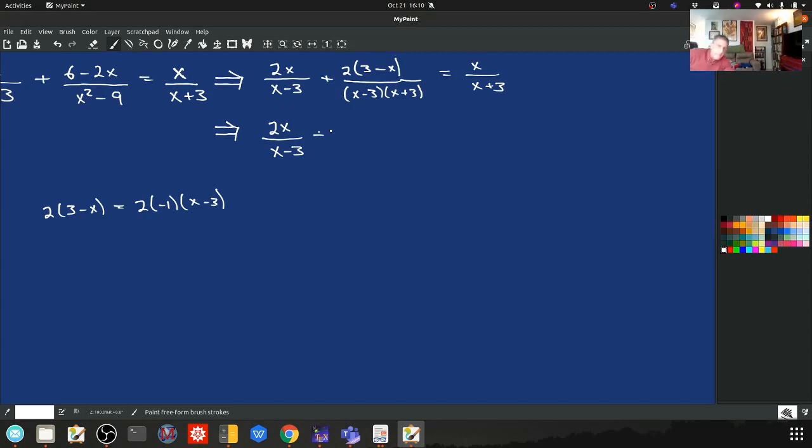So that's what we're going to do, we're going to replace my 2 times 3 minus x, let me erase that there, with a minus, 2 times 1 is minus 2, with a minus 2 times x minus 3. So you need to review that. All I did is I factored out a minus 1. And what prompted me to do that? The similarity of 3 minus x and x minus 3. So this is x minus 3 times x plus 3, and that's equal to x over x plus 3.